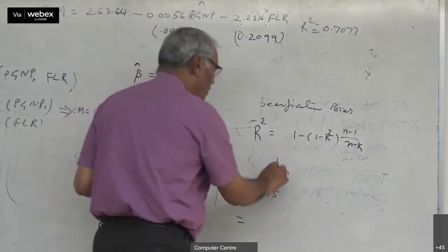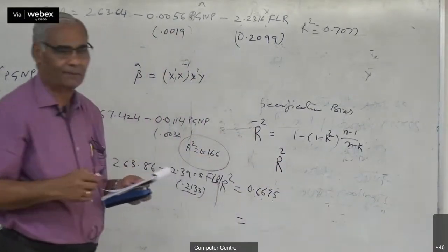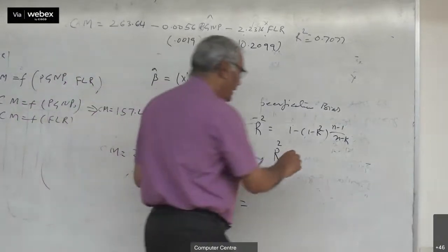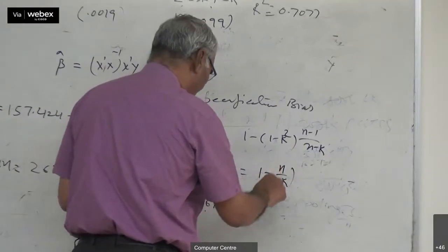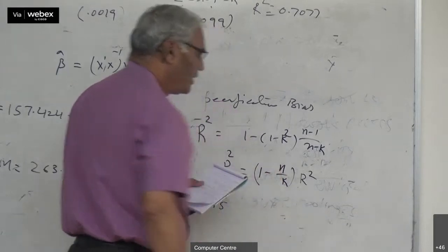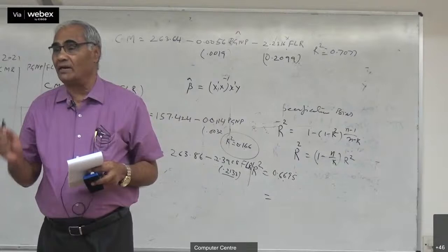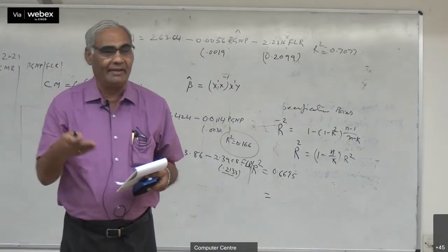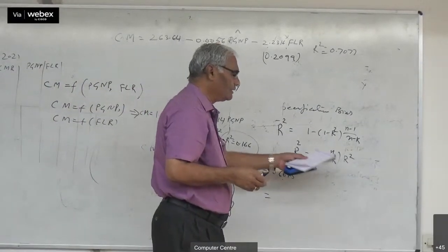And one more terminology is known as modified R square or adjusted R square. Adjusted against the number of variables, and that adjusted R square is equal to 1 minus n by k, this is the penalty factor, multiplied by R square. This is known as modified R square. Why are we modifying? Because we are adding some more variables, so whether it is really improving or not.